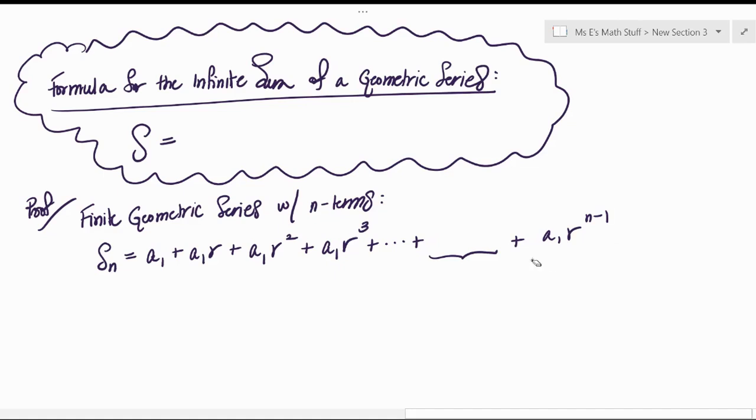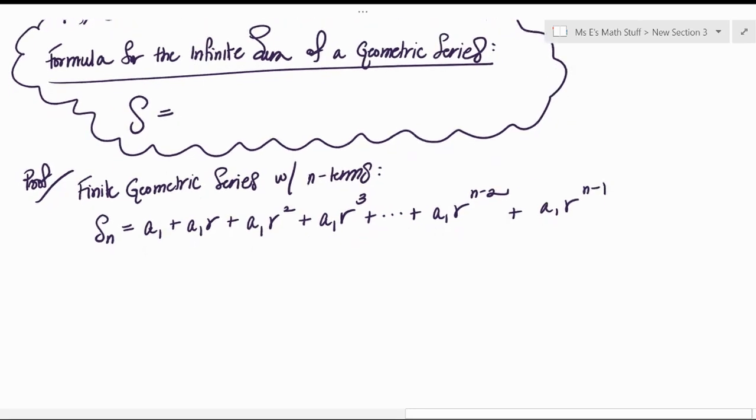And what term would be right in front of it, your n minus 1 term? Well, it would be your first term that got multiplied by your common ratio, n minus 2 times. Hopefully that makes sense, everybody. Okay, so this is a term-by-term expansion for a finite nth partial sum, essentially.